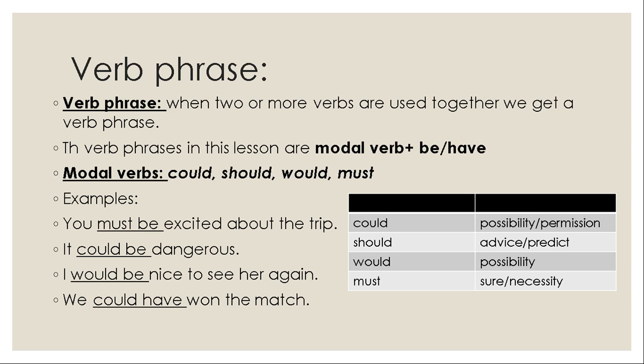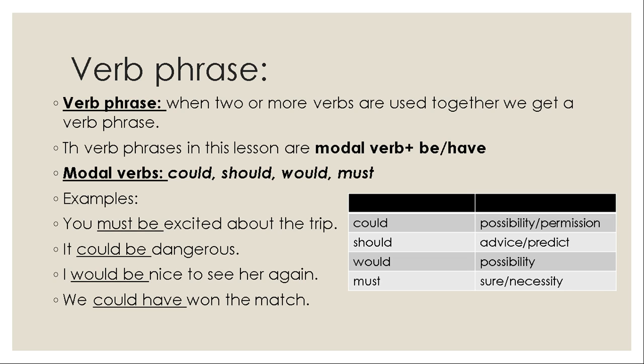Now let's take a look at verb phrases. What is a verb phrase? When we have two or more verbs together in a sentence, we get a verb phrase, such as has written, have studied, are playing, was coming, or even more than two. If I say the room has been prepared, the whole thing is going to be my verb phrase.